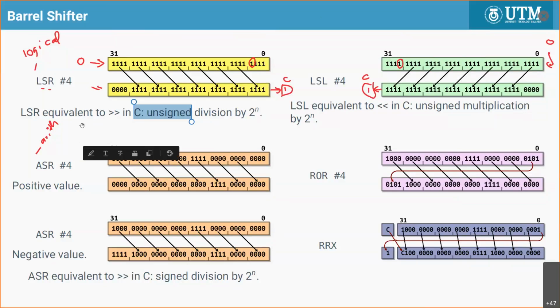Anytime you see logical, you can think of it as unsigned number. So LSR is equivalent to shift right in C for unsigned. Shift right is unsigned division, shift left is unsigned multiplication. When you go down there, you can see this is for sign, and it's only sign division. There's no such thing as sign multiplication because they're the same.